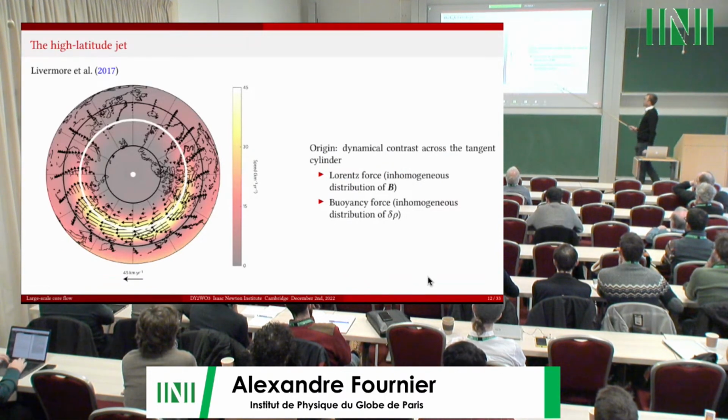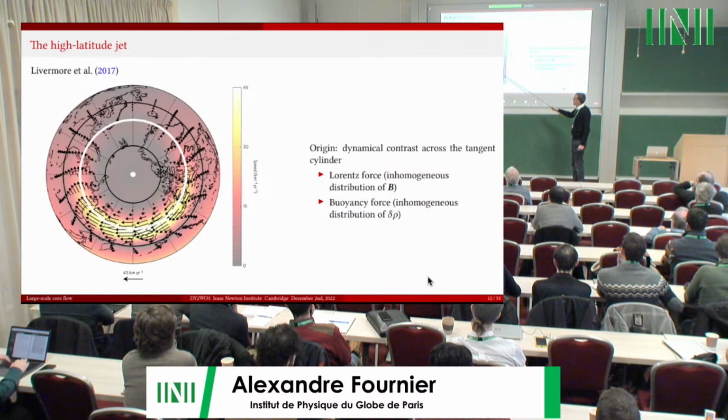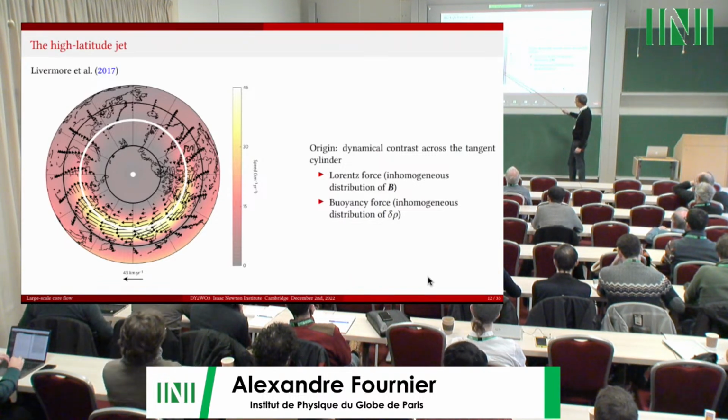What they did was compute a local core flow inversion able to account for the motion of the patches of secular variation at high latitude. So this is the profile of the jet that they came up with. The top velocity is about 45 kilometers per year. The jet extends across the tangent cylinder.